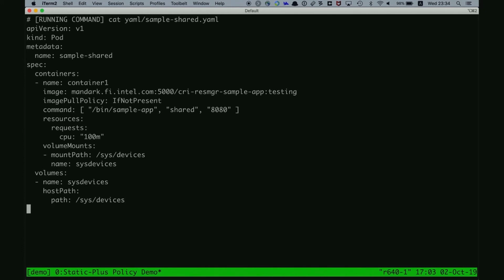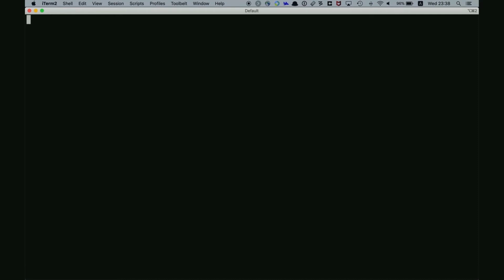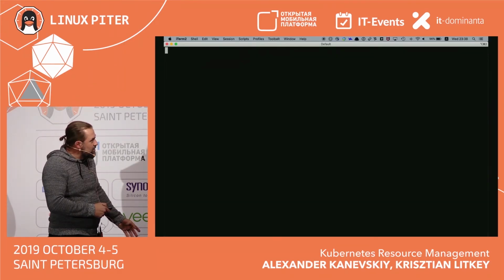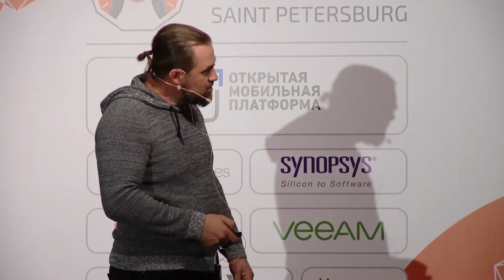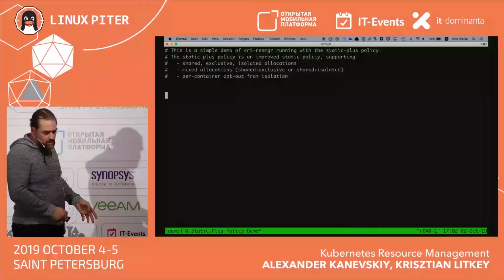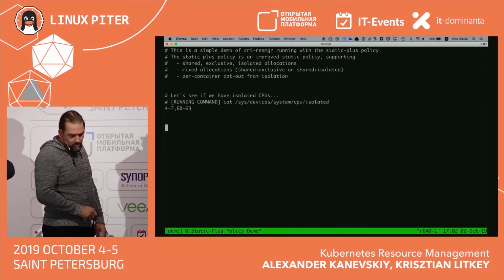We have a couple of YAMLs for these demo pods. So here is the first one. This is a shared allocation. Basically, the shared allocation is about a container which does not need exclusive resources, so it is going to get assigned together with other containers to a shared pool. That's the most simple case of all. That is what we are taking a look at first.